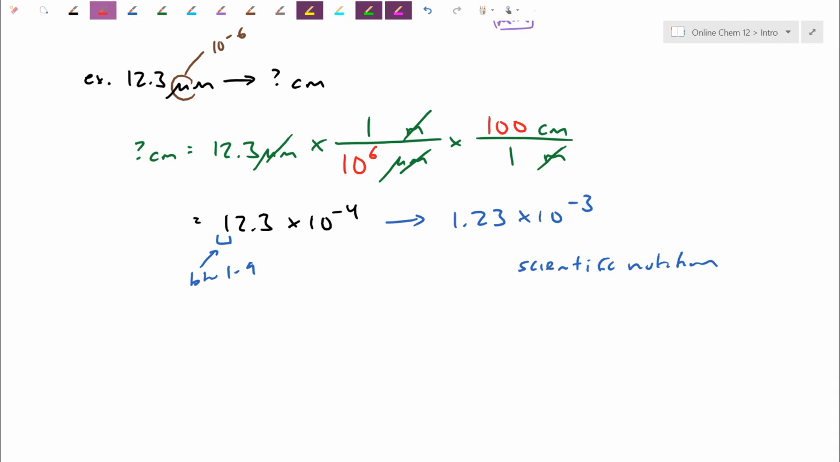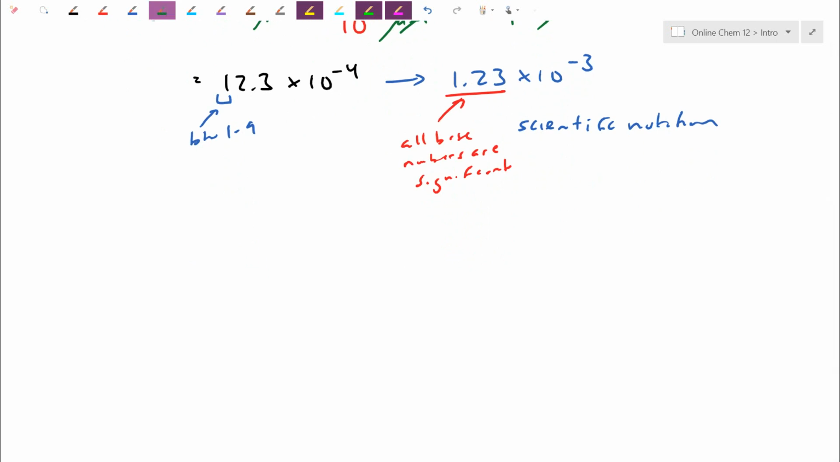Remember, for scientific notation, these numbers here are called base numbers. All base numbers are significant. So in terms of our significant digits and meaningful digits, the ones that I want to keep around, everything that I write in the base number is significant. Let's do one more unit conversion, and then we'll recap significant figures.